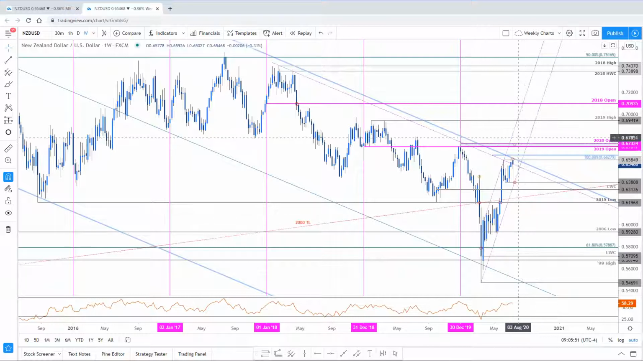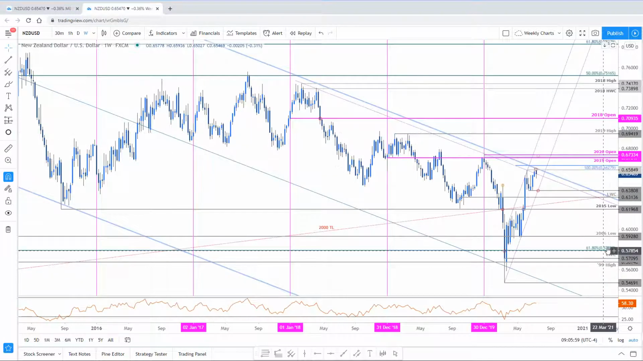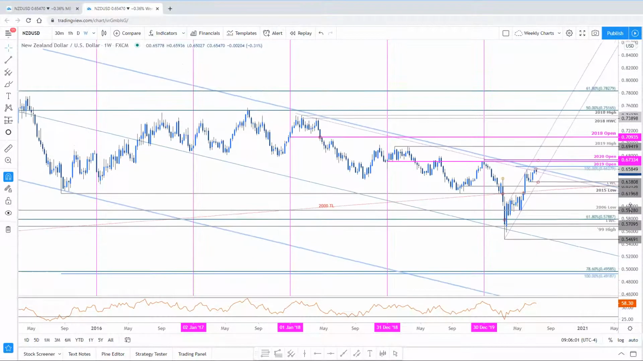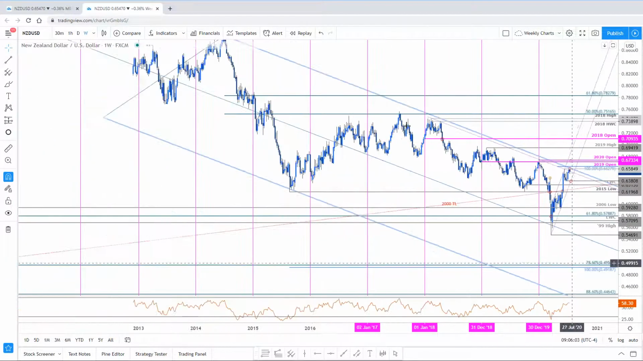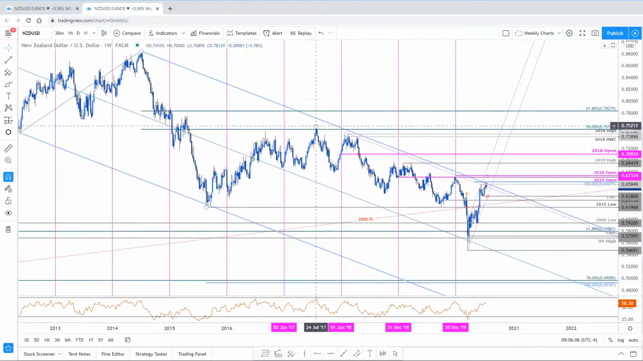Another reason why I think me and Jamie, we're both on the lookout for a possible move lower here. So take that into account. I'll bring your attention again to this weekly chart. I'll be putting a piece out on this on Daily FX, I think tomorrow or later today.